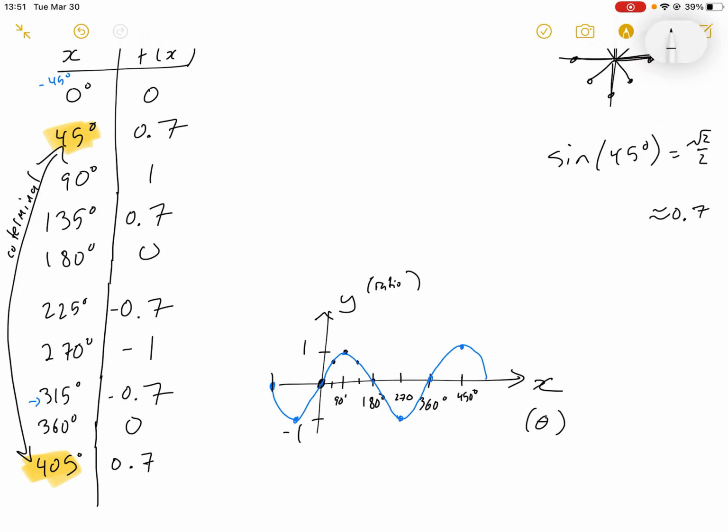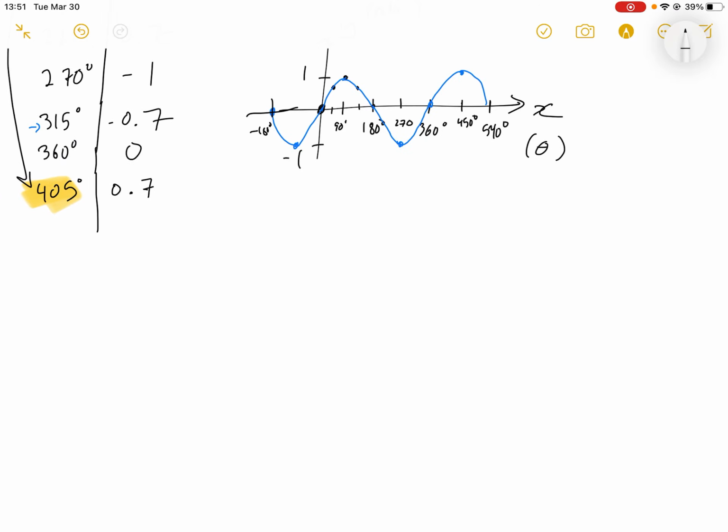And this point over here would be negative 180, because negative 180 is coterminal with 180. And then this point over here that we're hitting would be 540 degrees. And that would continue. You could just keep adding 360 if you wanted.